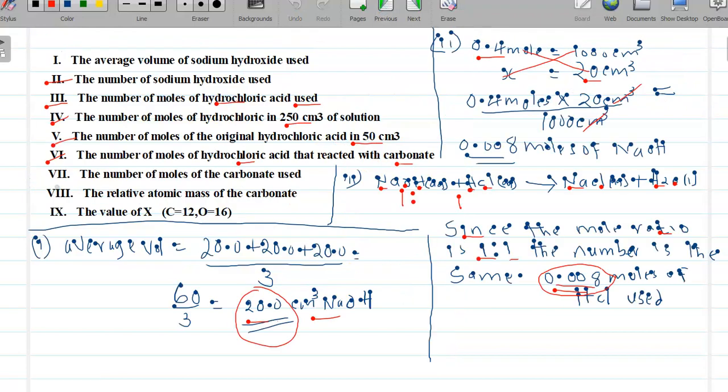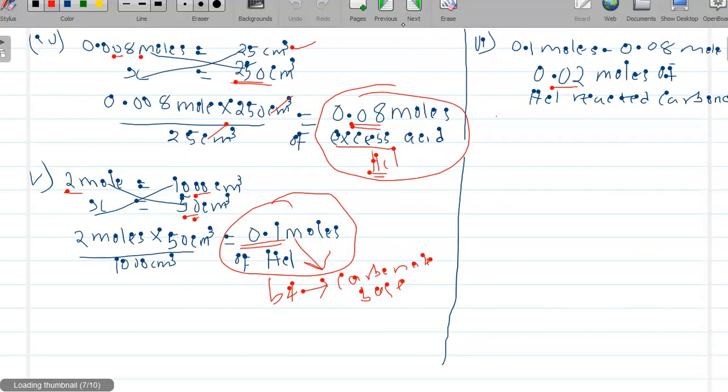We have Roman 7: the number of moles of the carbonate used. Since you have the number of moles of the acid that reacted with the carbonate, how do you get the number of moles of the carbonate used? You use the equation: you react the acid and the carbonate, you balance the equation, you use the mole ratio. So let us see it.